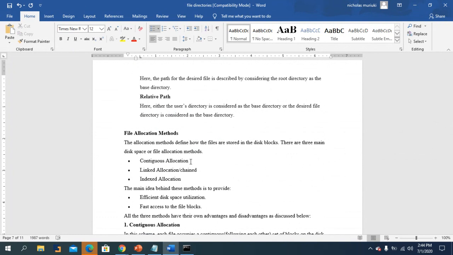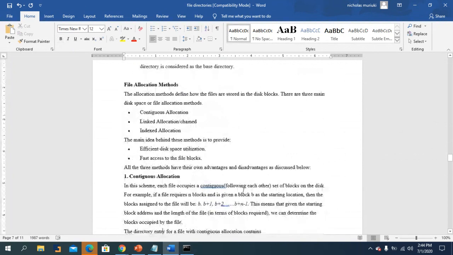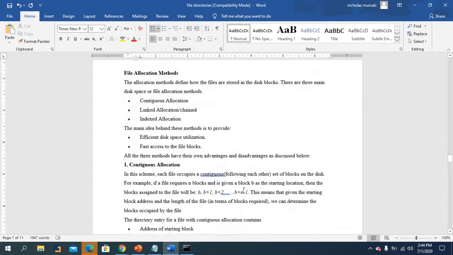And that is what we can understand with the execution of these processes, meaning the allocation method defines how the files are stored in the disk blocks. There are three main disk space or file allocation methods. One, contiguous allocation. In contiguous, we allocate one after the other. So that's why we are using a concept.